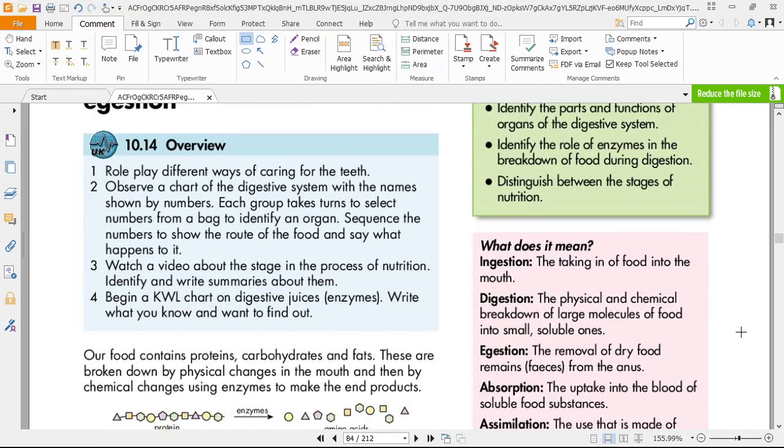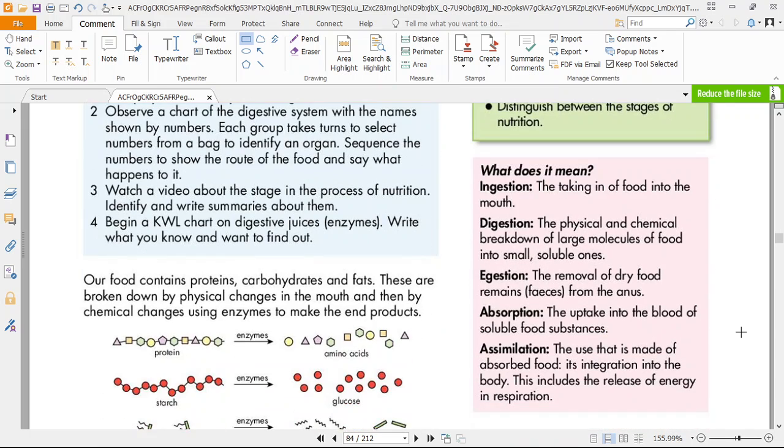So we have some meanings here. Ingestion, the taking in of food into the mouth. Digestion, the physical and chemical breakdown of large molecules of food into small soluble ones. We're going to talk about egestion now. We haven't touched that yet. Egestion is the removal of dry food remains called feces from the anus. Then we have absorption, the uptake into the bloodstream of soluble food substances. And then we'll talk about assimilation, the use that is made of absorbed food particles.